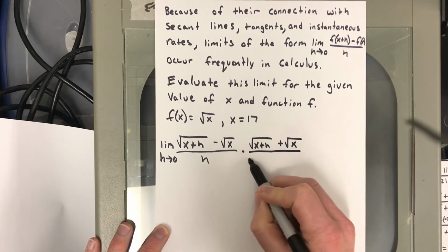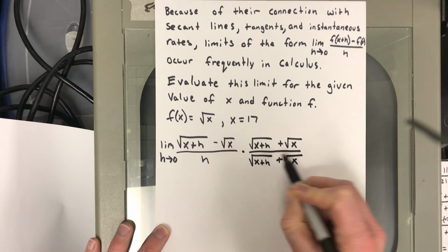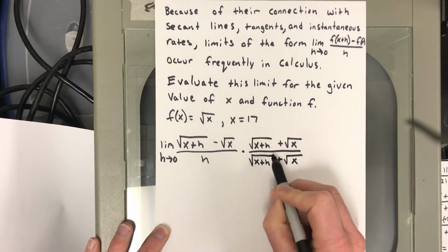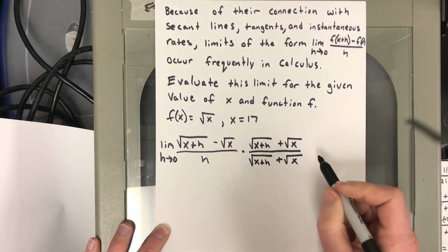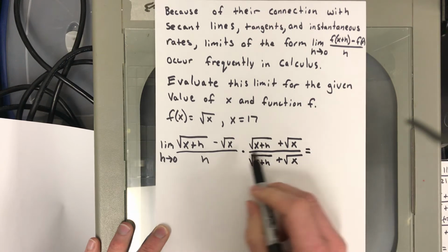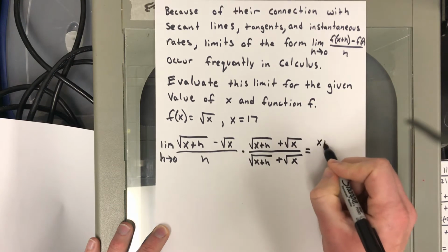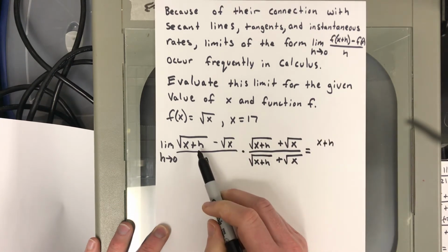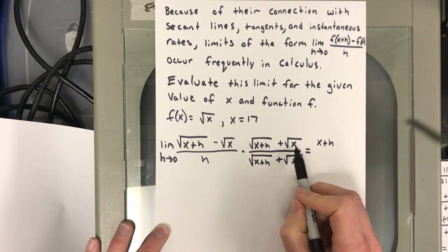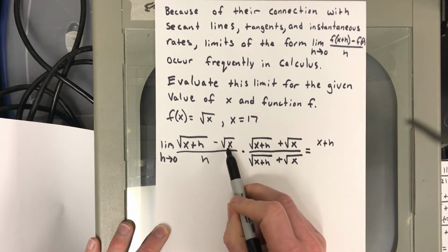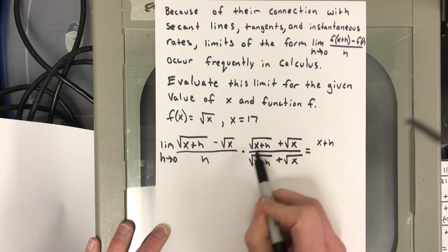If I do it to the top, I have to do it to the bottom to make sure that I don't actually change this at all. I want to make sure that I'm multiplying by a 1. We have the top and the bottom being the same, which means I'm really multiplying by 1. When I multiply this through, if I take the square root of x plus h times the square root of x plus h, I'm just going to get x plus h. Then the square root of x plus h times the square root of x, and the negative square root of x times the square root of x plus h, are opposites of each other, so those are going to cancel out.